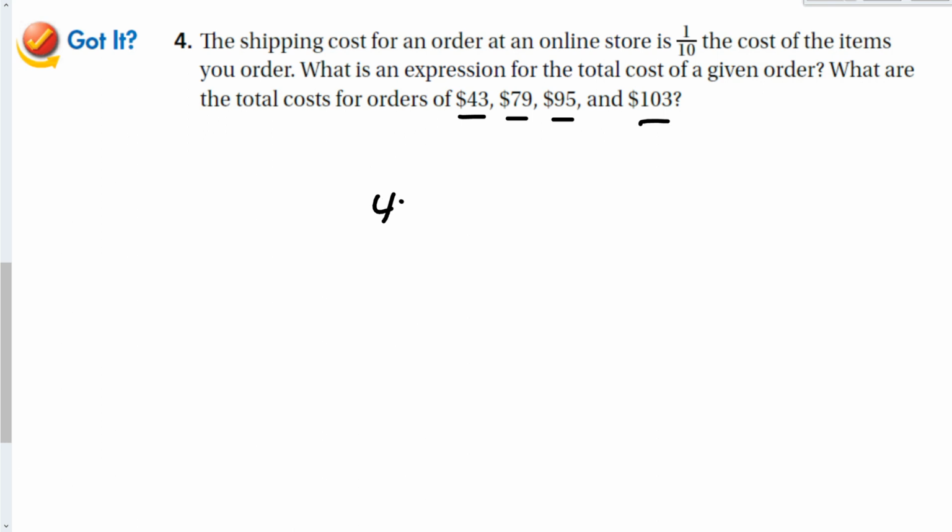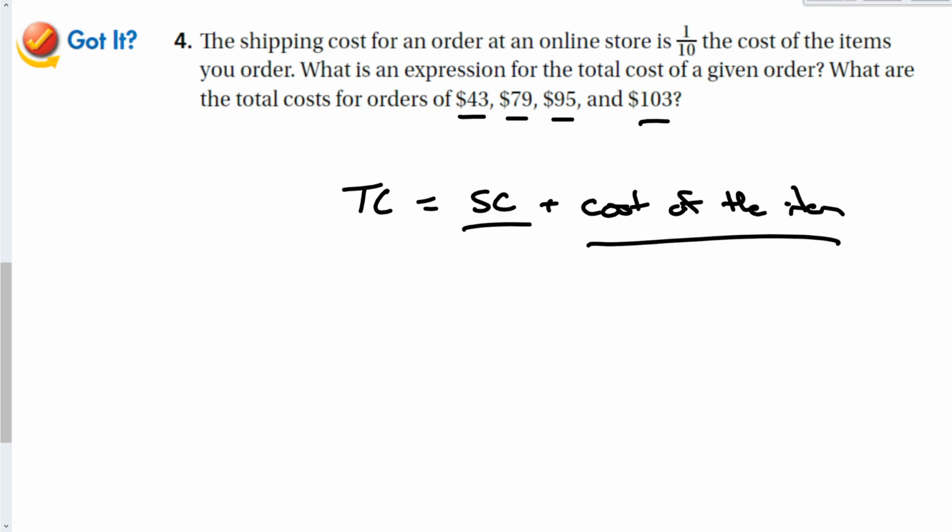So we're going to take 43. Sorry about this. The total cost is going to be the shipping cost plus the cost of the item. So a little different than the last problem, which kind of makes sense. When you buy something, you got to buy the thing and you got to pay to ship it. So that is going to be your total cost.